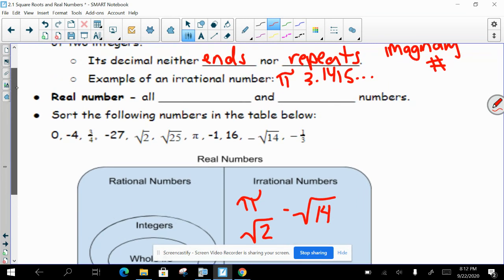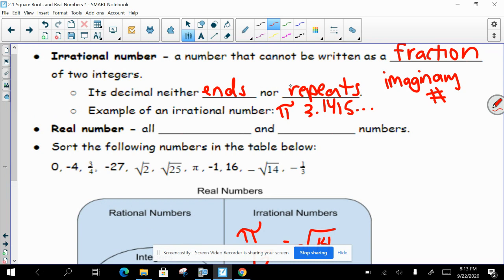So a rational number does end, or it could repeat, and it can always be written as a fraction. Even whole numbers can be written as a fraction. If you have 2, you can always put it over 1 to turn it into a fraction. So a real number, wait a minute, we're going back to real numbers. All rational and irrational numbers.